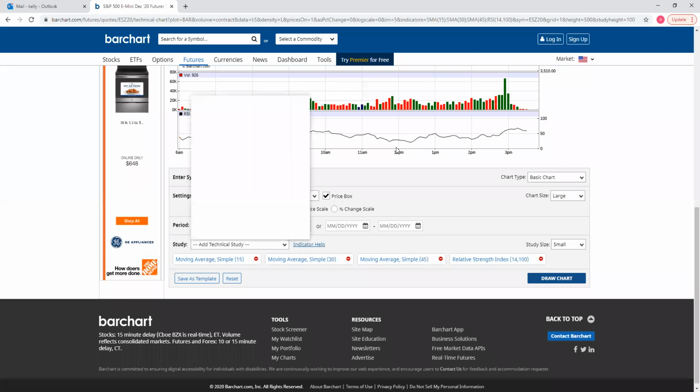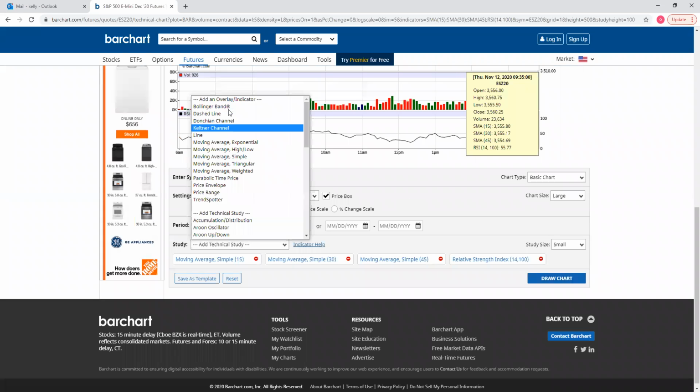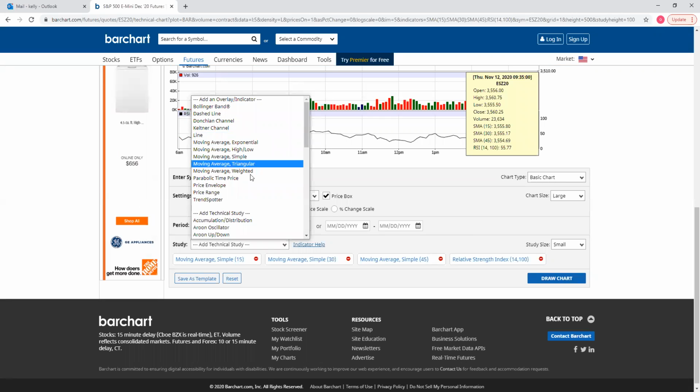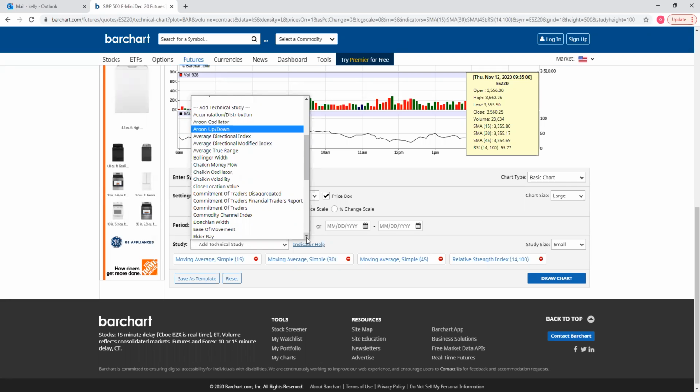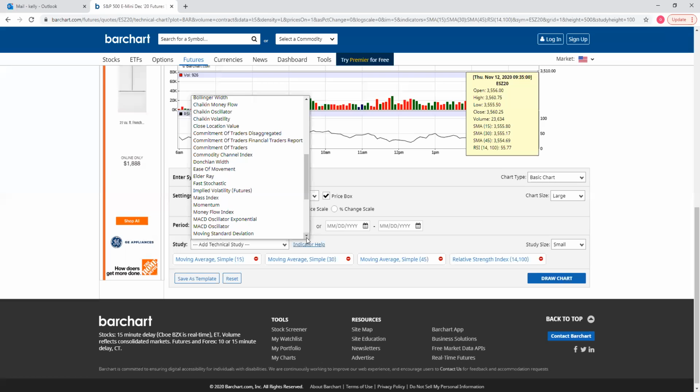Now, I'm going to show you right from the bat that we have a tremendously large amount of technical indicators available. Bollinger Bands, look at all the ones we've got there. You've got different types of moving averages. You've got parabolic time, price, trend spotter, keep going down. These are all the things that are available when we're analyzing. You've got average directional index, Bollinger width, the Chaikin oscillator, commitment of traders disaggregated, and the commitment of traders, commodity channel index. You've got stochastics there, momentum.